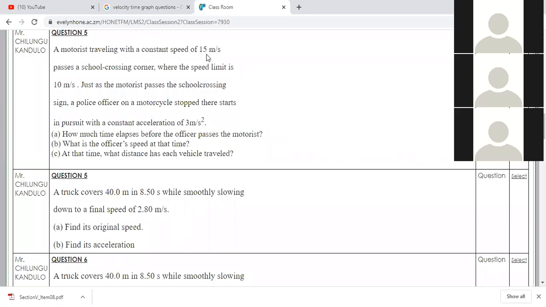Just repeat the formula you said. Delta x over t equals v naught plus v over 2.